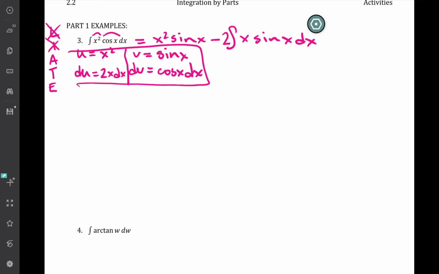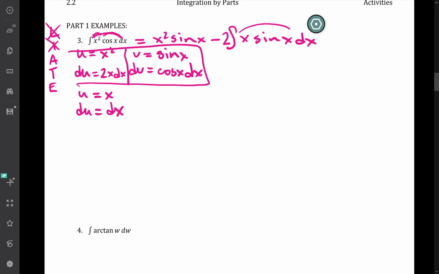So comparing back, this is the check. Is it better than what I started with? It's similar, but I would say it is a little better. I've knocked that power down by 1. And based on the last example, I'm feeling pretty confident that I can knock the x out completely if I do this again. And you can do it as many times as needed if you're trying to get rid of an algebraic factor. So now I'm going to let my u equal x, which means my du/dx is 1, so my du is equal to my dx. My dv has to be everything else, sine x dx.